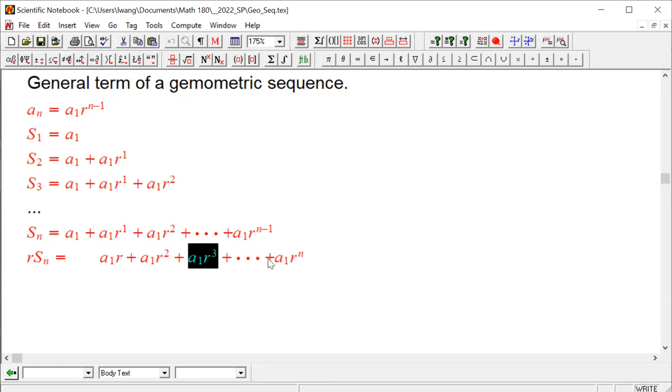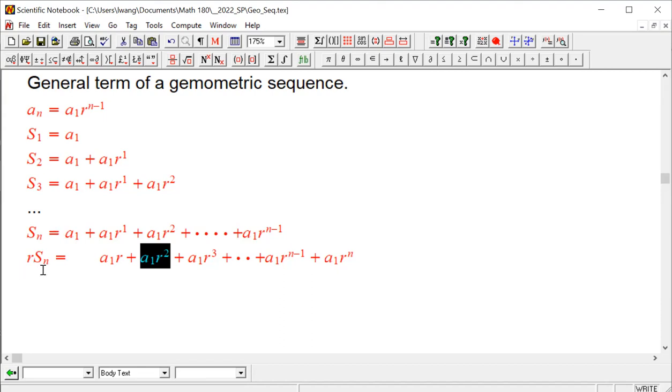After we line up, because the term in front of this is actually A sub 1, let me move it forward. The term before this piece is A sub 1 r to the power of n minus 1. So we have all of these things lined up. The way we line up is A1 r, A1 r squared, and so on. So what do we see here?